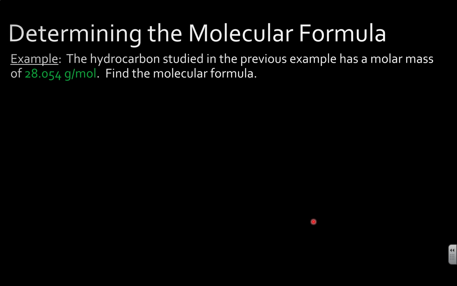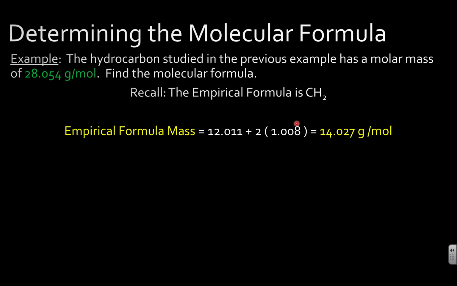Let's say that it had a molar mass of 28.054 grams per mole. Find the molecular formula. The empirical formula was CH2. Remember that? What we're going to do is find the empirical formula mass. We'll just take the mass of carbon, just like you're doing a molar mass. Carbon is worth 12, and hydrogen's worth 1. Now there are 2 of them, so you multiply by 2. So now you get 14. That's your empirical formula mass.